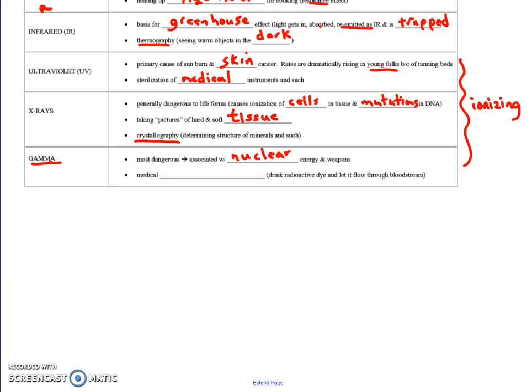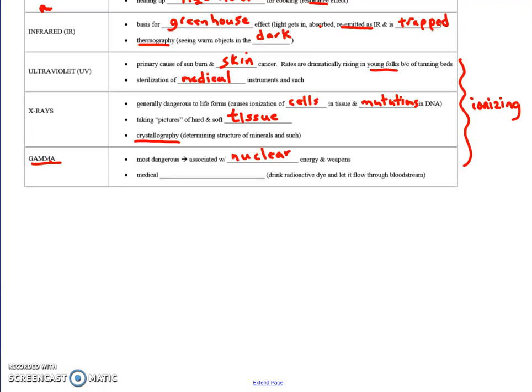Acute exposure to it can kill you, or it can cause radiation sickness, like the unfortunate people from Japan who were exposed to the dropping of two atomic bombs. Or over the long term, it can cause mutations, cancer, etc. There are some medical uses for gamma radiation. One that I don't have here is radiation therapy for cancer patients. You target the cancer cells with that radiation, hopefully killing them and not your healthy cells.